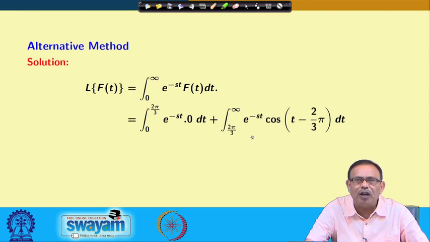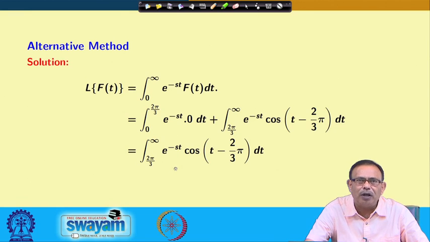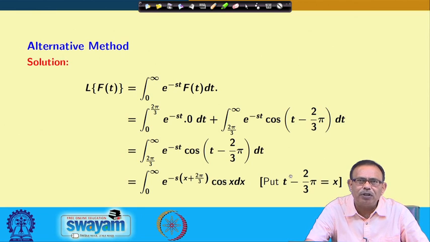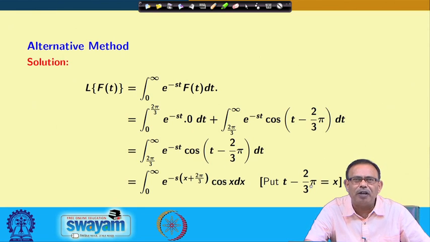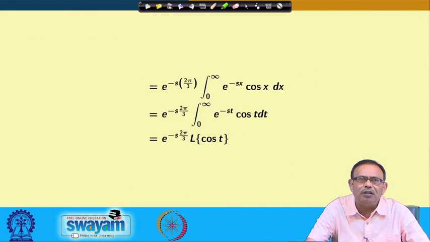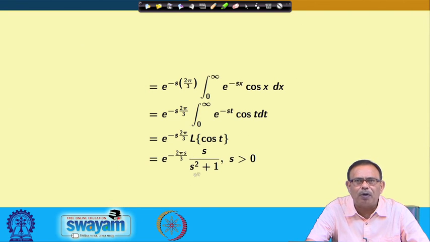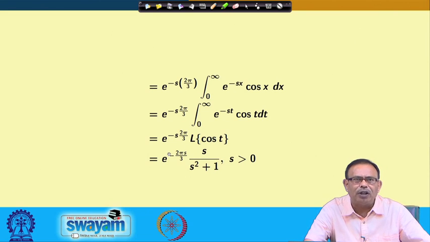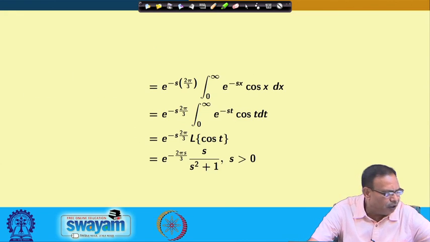But here you see you have to evaluate this particular integral, e power minus s t cos of t minus 2 pi by 3. We substitute t minus 2 pi by 3 equals another variable, which is simply evaluation of an integral in this case, and after evaluating the integral you come to the Laplace transform of cos t. So you see if I know the property earlier, then directly by knowing the Laplace transform of cos t, I can tell what will be the Laplace transform of this function, and I do not have to evaluate the integral.